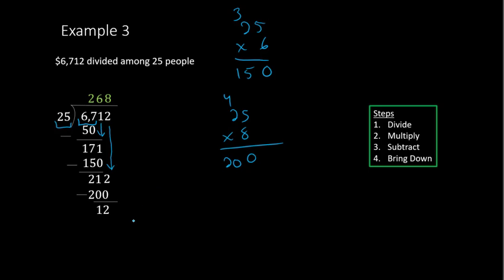So what we have is 268 with a remainder of 12. In the context of this problem, that means each person would get $268, and then there's going to be $12 remaining. That $12, you have to figure out what to do with it, how to distribute it between the 25 people.